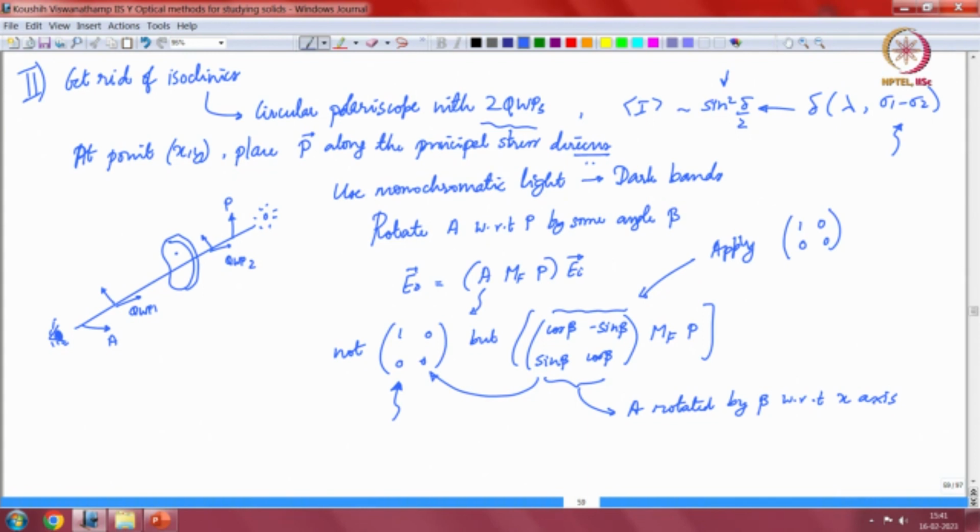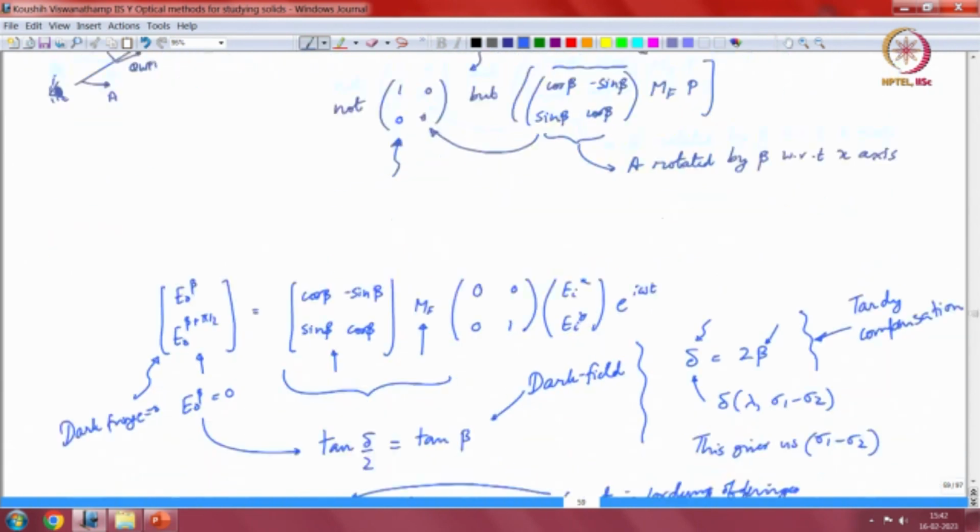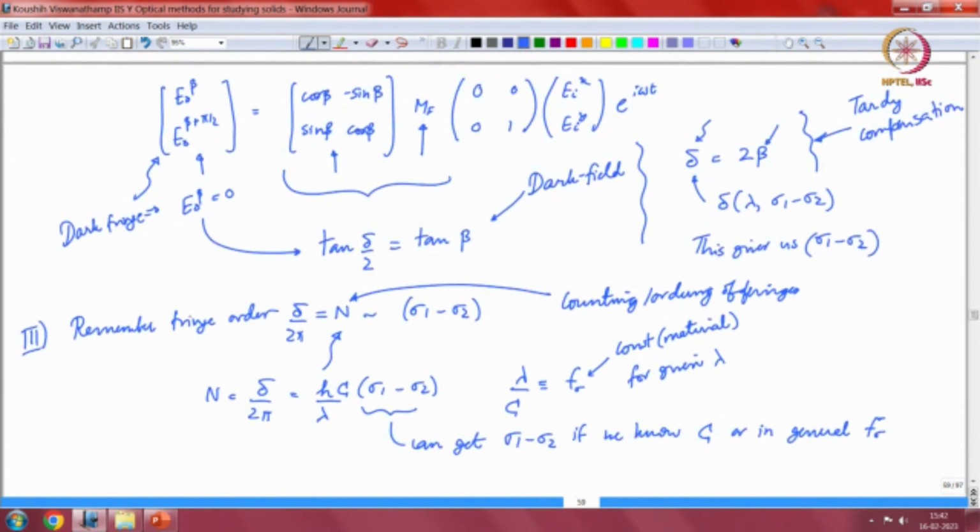So you will get only dark bands, and then you rotate the analyzer with respect to the polarizer from perpendicular, you rotate them by some angle beta, and then we worked out the algebra for what the final result will look like using the rotation matrix. And if you do that for a dark fringe, you will get this condition, and this will correspond to delta equal to 2 times beta, right. So when you keep rotating by some angle beta.